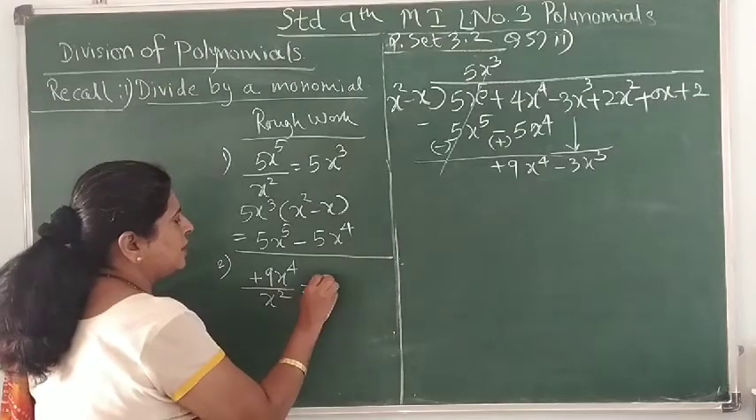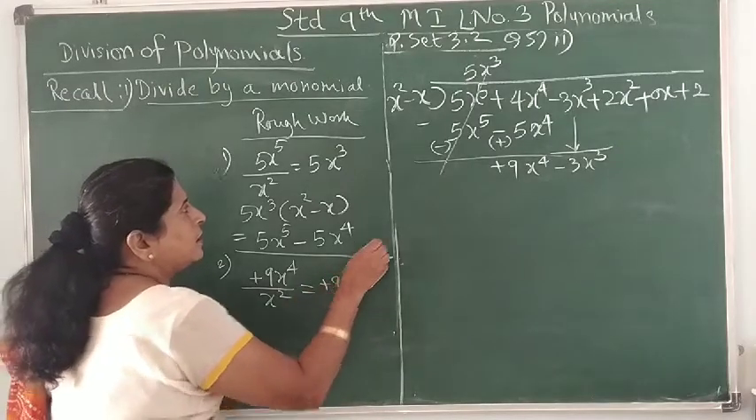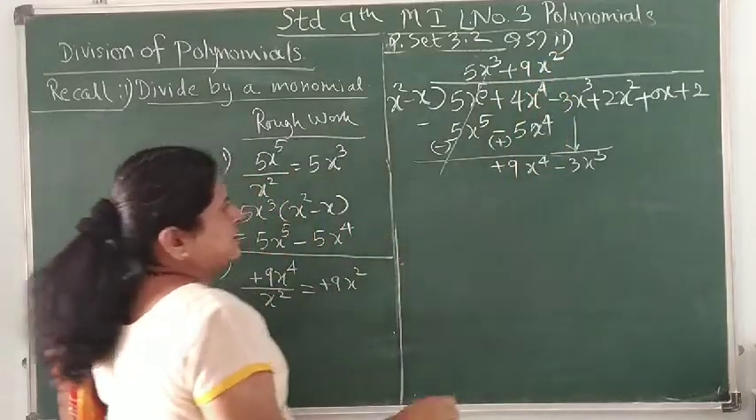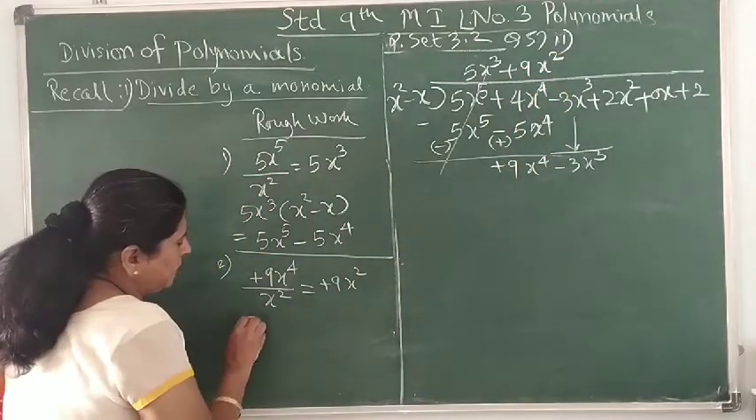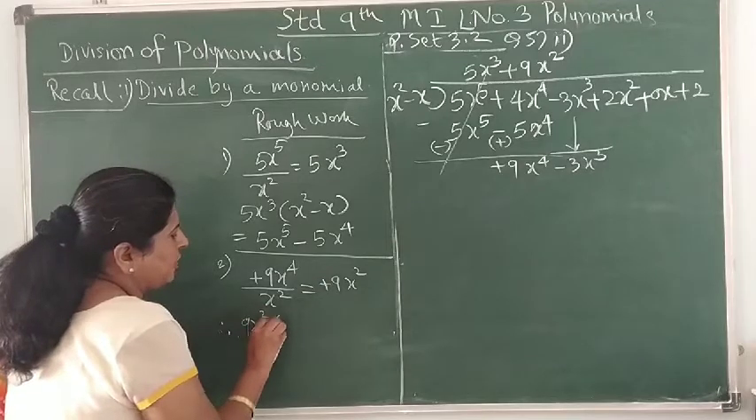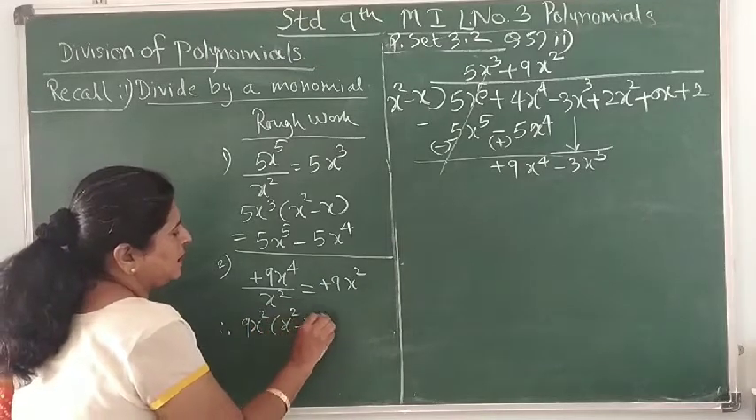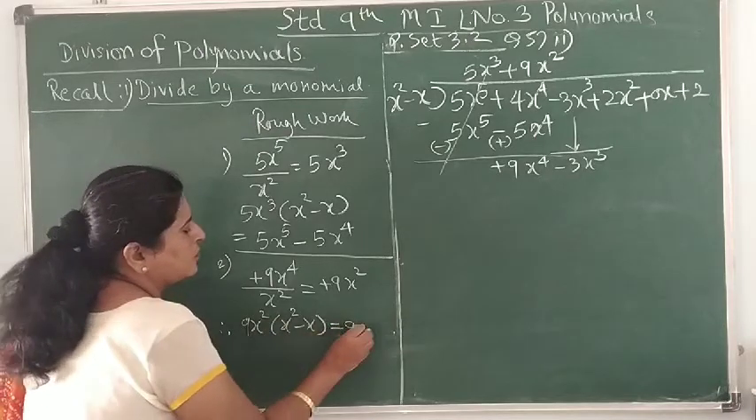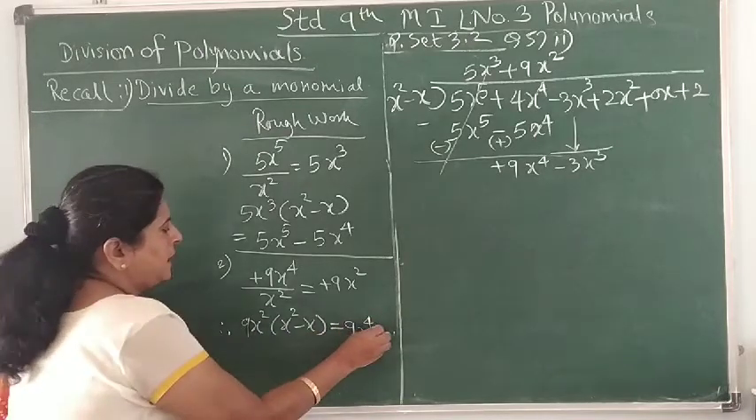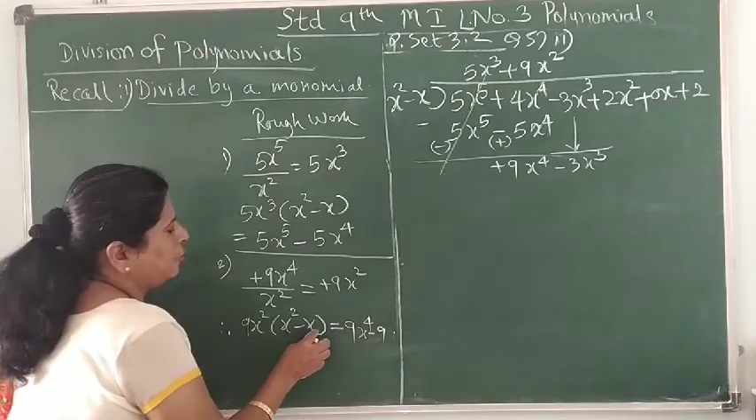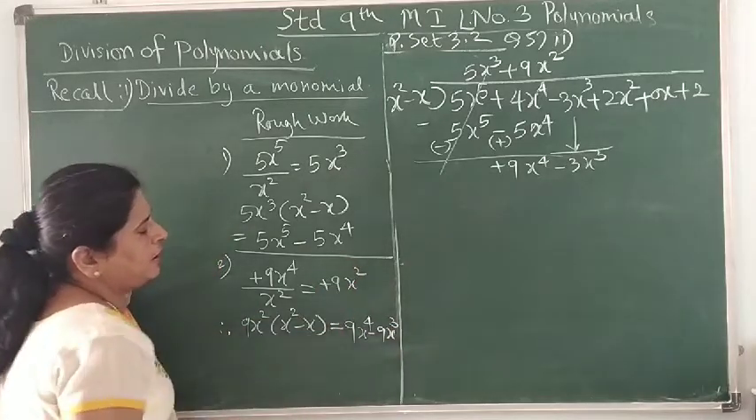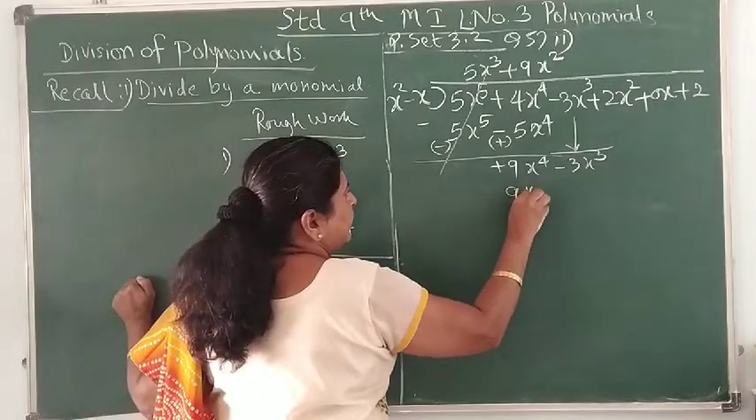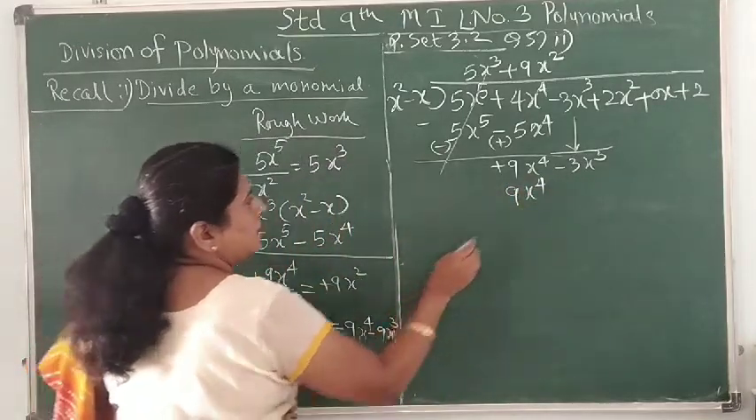If you divide this, you will get plus 9x square, which you have to write in the quotient, plus 9x square. Now, multiply 9x square with the divisor x square minus x, which is equal to 9x square into x square, you get x raised to 4, minus 9x square into x, you get x cube. Okay, so copy these terms here, 9x raised to 4 and minus 9x cube.